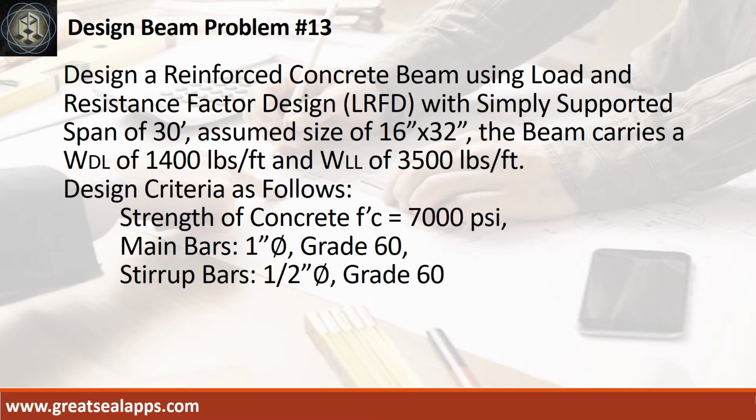Design a reinforced concrete beam using load and resistance factor design with a simply supported span of 30 feet, assumed size of 16 inches by 32 inches. The beam carries a uniform dead load of 1,400 pounds per foot and a uniform live load of 3,500 pounds per foot. Design criteria are as follows: strength of concrete 7,000 psi, main bars 1 inch diameter grade 60, stirrup bars ½ inch diameter grade 60.